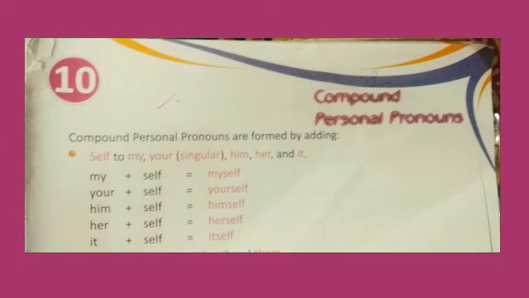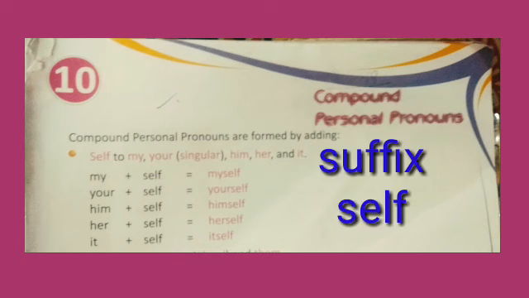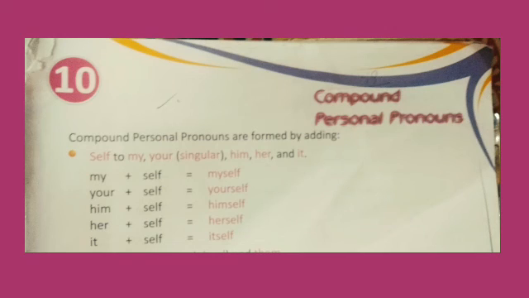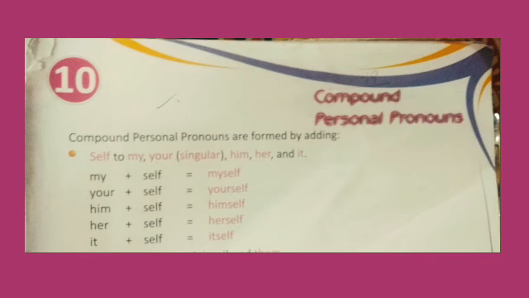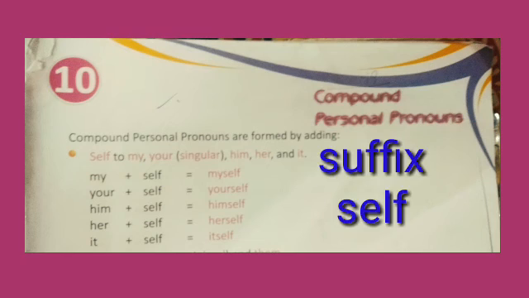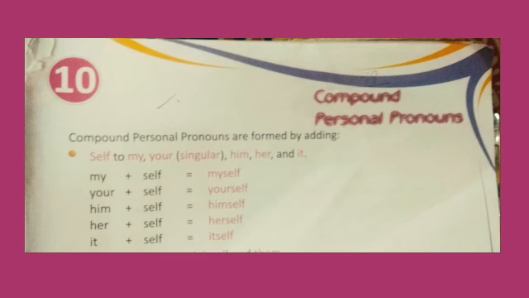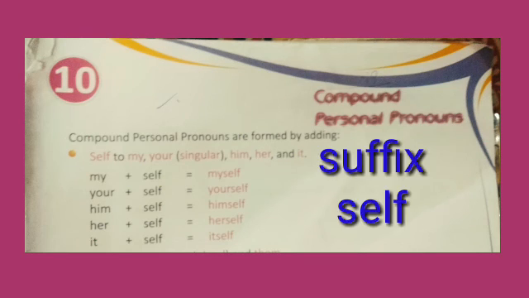Firstly, compound personal pronouns are formed by adding self to my, your, him, her and it. Self is a suffix here. So compound personal pronouns are formed by adding a suffix, and to the singular we use self as a suffix to make them compound personal pronouns. For example, there are some examples on the screen.